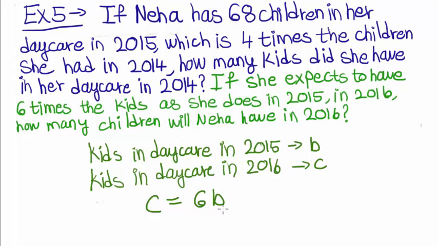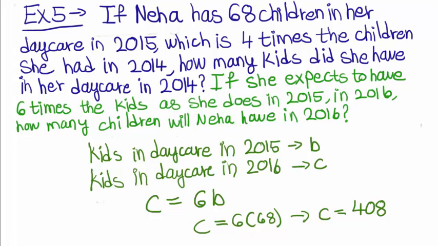Now I know that in the year 2015, the daycare has 68 children, so I can replace the variable B by the number 68. And when I evaluate 6 times 68, I get that C is equal to 408. So the daycare is expected to have 408 children in the year 2016.